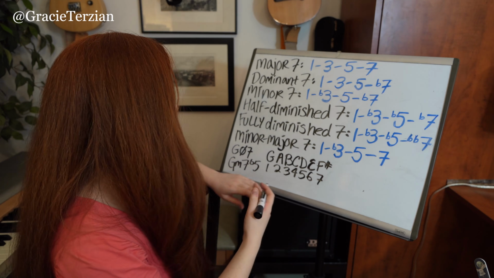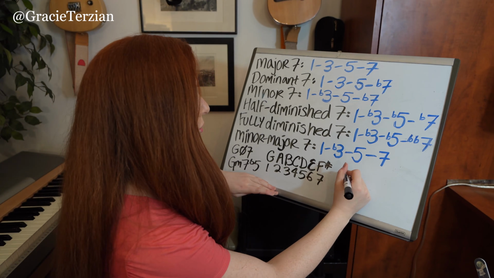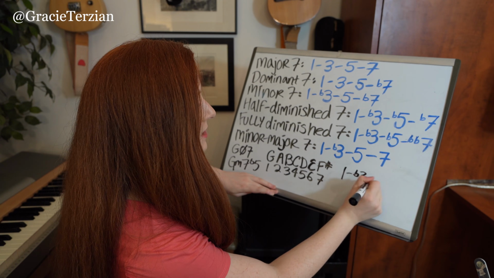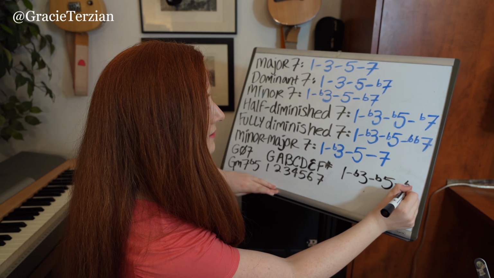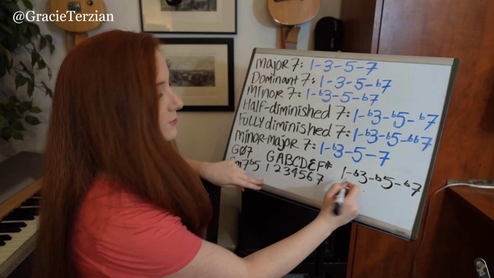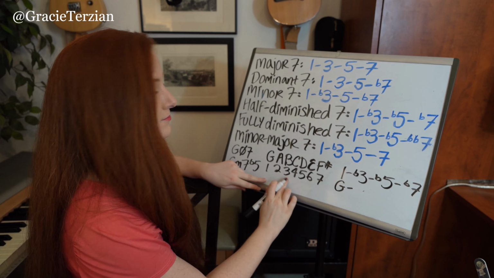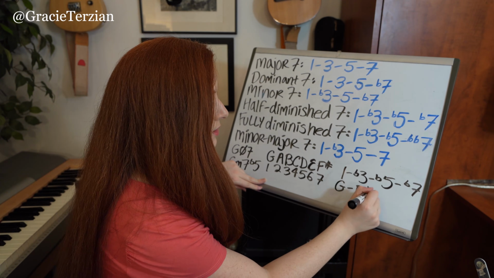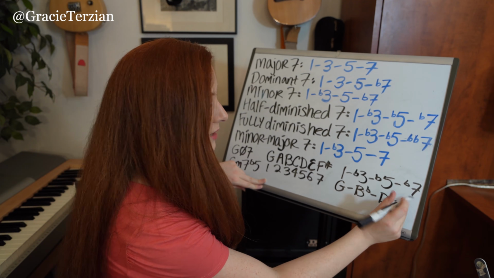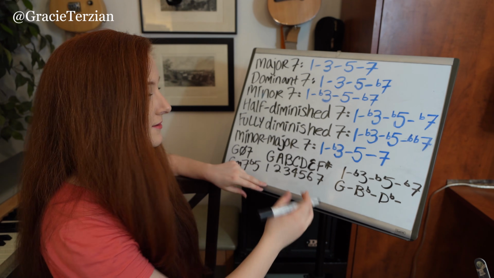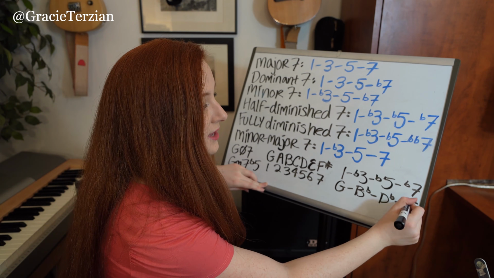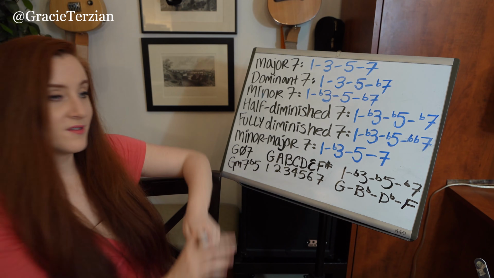Okay, then what's the formula? The formula is, well, this is for half diminished 7, right? It's 1, flat 3, flat 5, and flat 7, right? Okay, so let's plug in the notes. What's the 1? 1 is G. It's the flat third, B flat, right? What's the flat 5? D flat, right? And what's the flat 7? Okay, it's F sharp, it becomes F natural, right? When we flatten an F sharp, it becomes F natural. So G, B flat, D flat, and F.